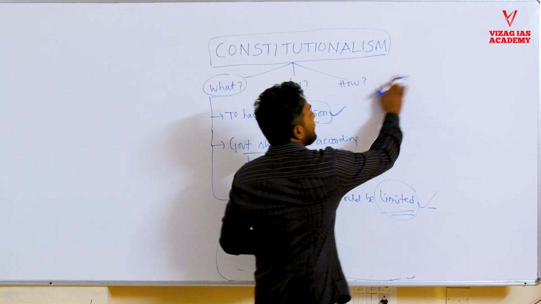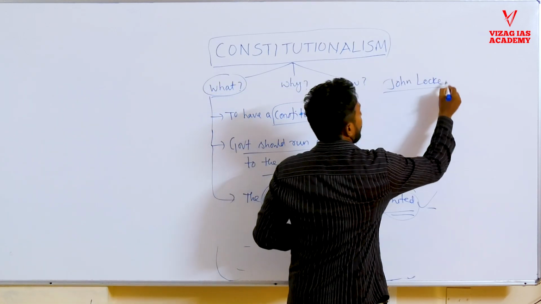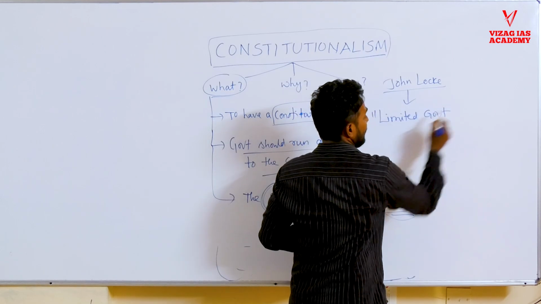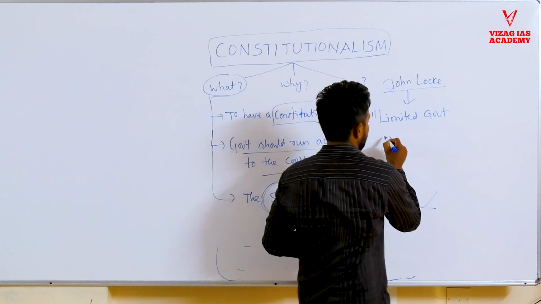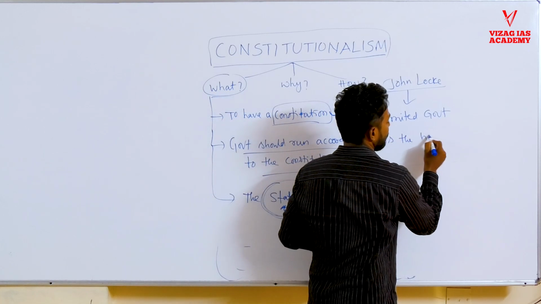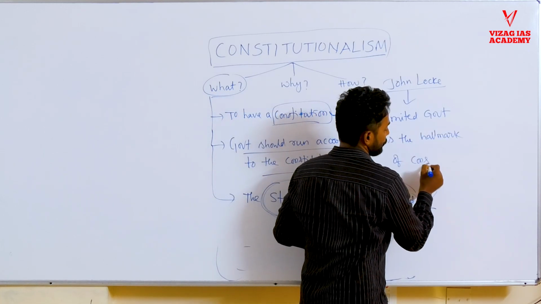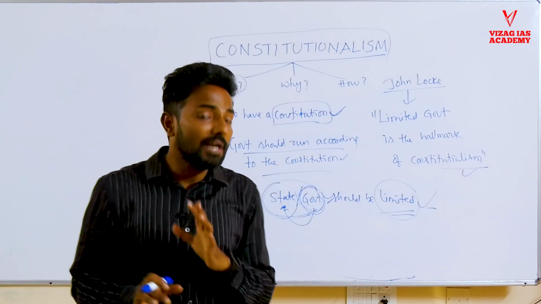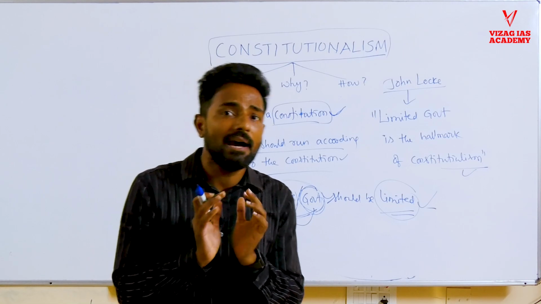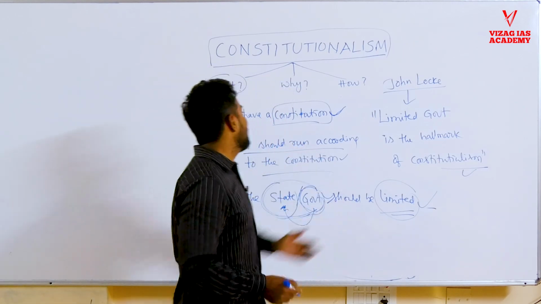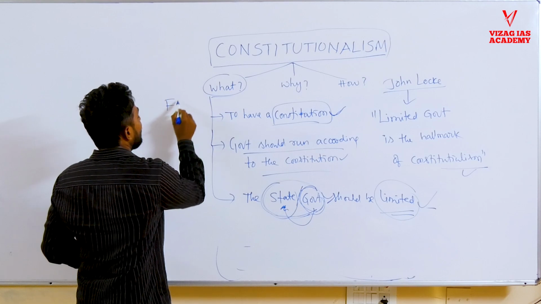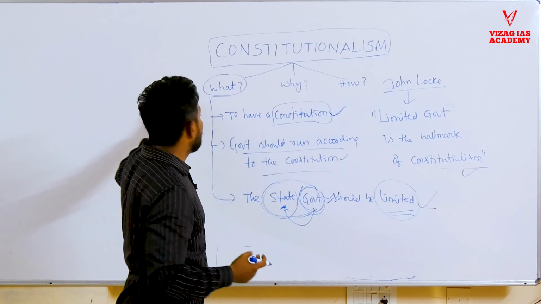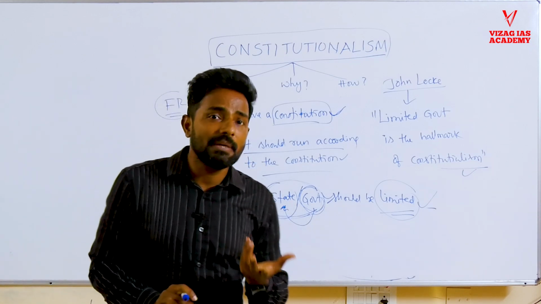Political scientist John Locke says that limited government is the hallmark of constitutionalism. So in any country, the government should not have unlimited powers. The government should only have limited powers. In the context of fundamental rights, for example, which we will discuss later, fundamental rights means the basic rights of citizens.